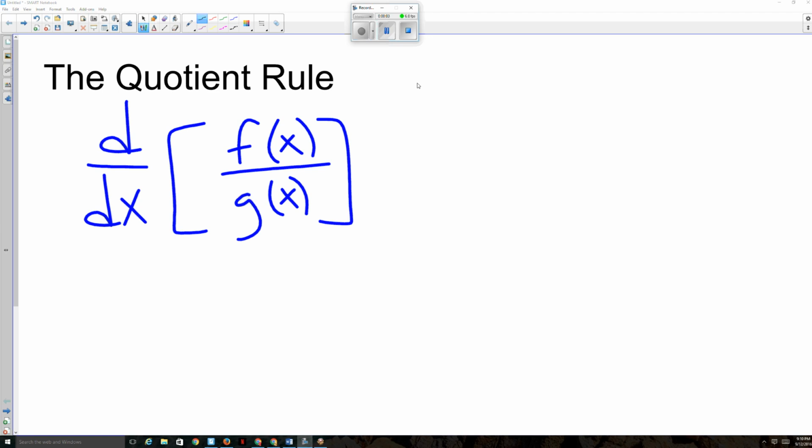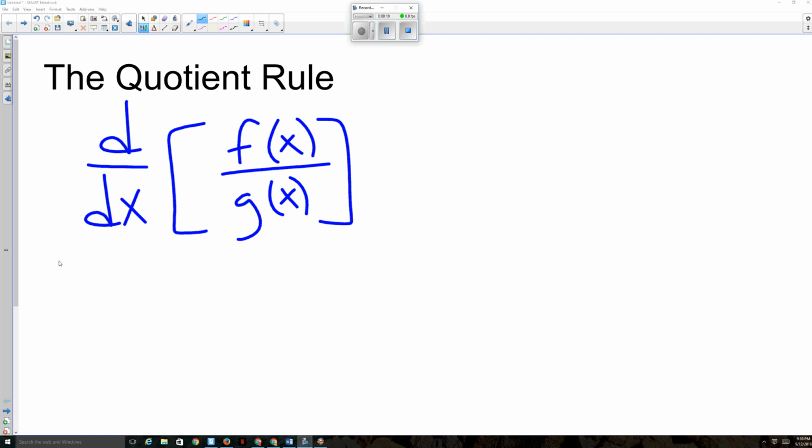Hi guys, welcome to the second filming of special derivatives that we're going to look at. Last time we looked at the product rules. This time we're going to look at the quotient rule, and it's going to look at when we have a function divided by a function.